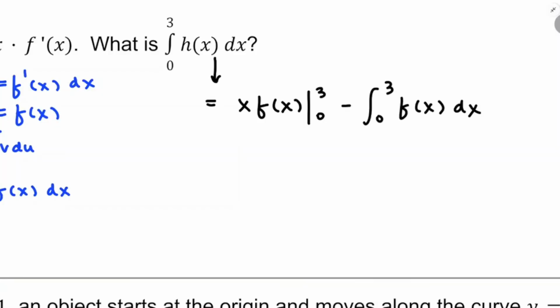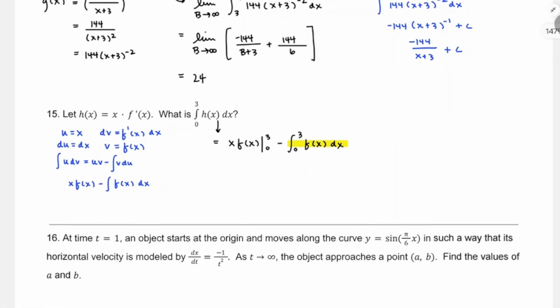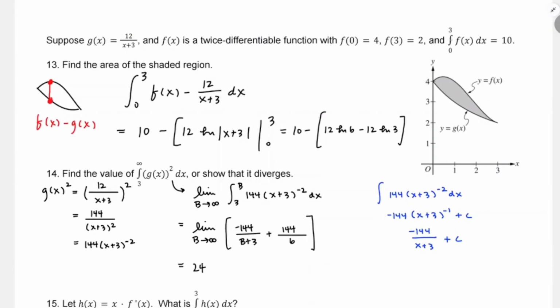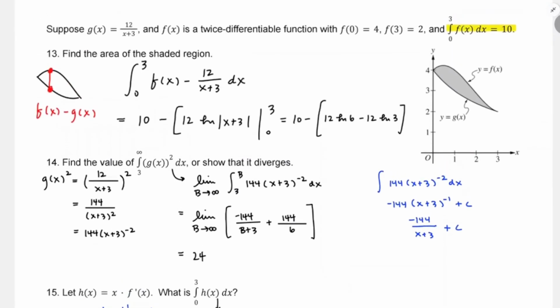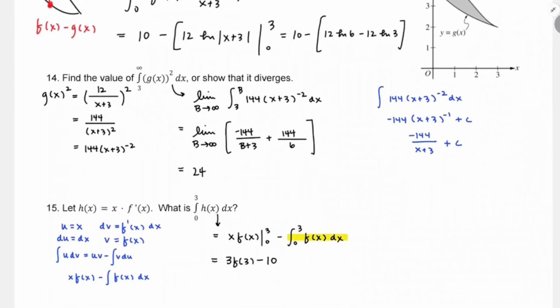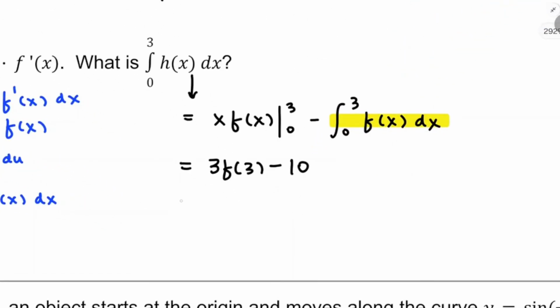That was 10. Got that there, and yes, right there. So that'll be equals 3f of 3 minus 0f of 0 minus 10. So I just need to figure out what f of 3 is. So f of 3 equals 2. So 6 minus 10 equals negative 4.